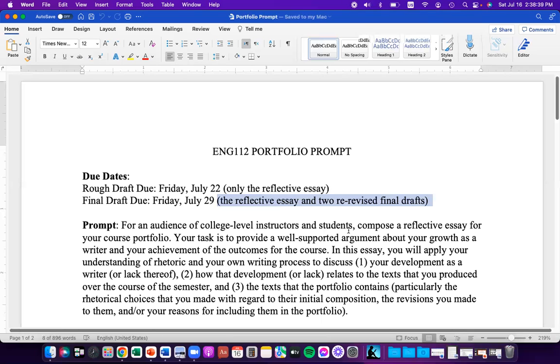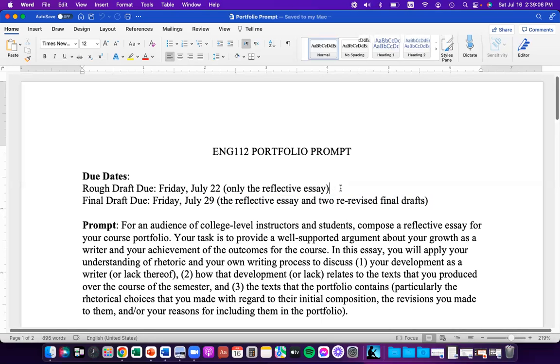So you've got the due dates on there for Friday, July 22nd. I am only expecting you to give me your reflective essay. You do not have to submit your revised versions of your rhetorical analysis, causal argument, or proposal argument yet. You can do that for the last due date, that final draft due date.